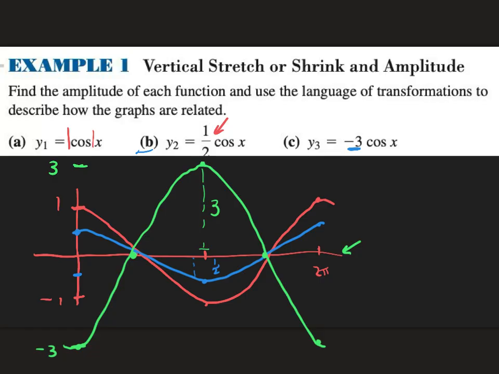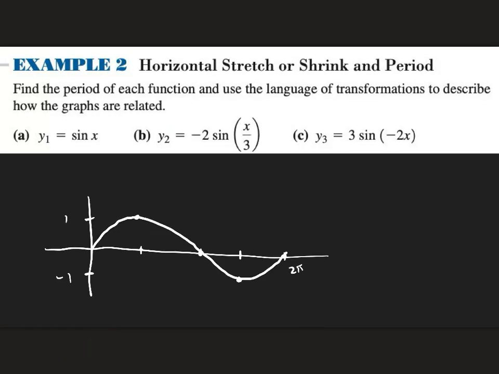It's not the maximum and the minimum. The amplitude of 1 is the height from the midline. Okay, in our next example, we're going to look at horizontal stretch or shrink and period.